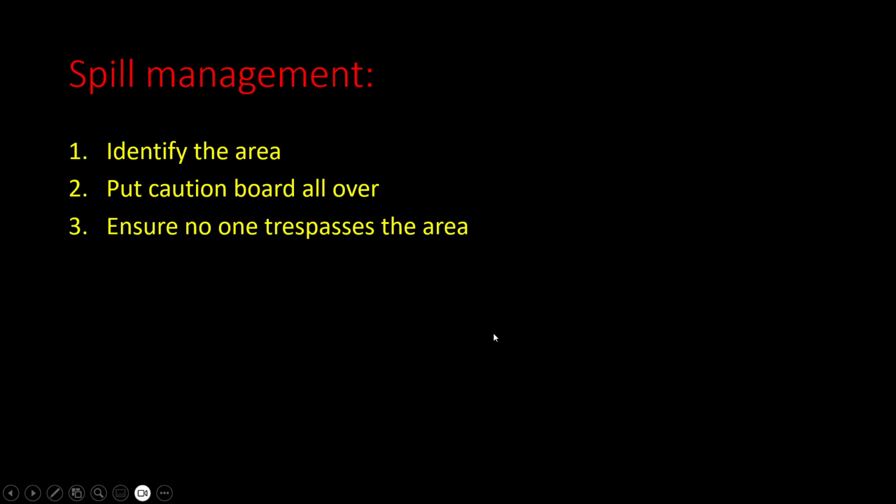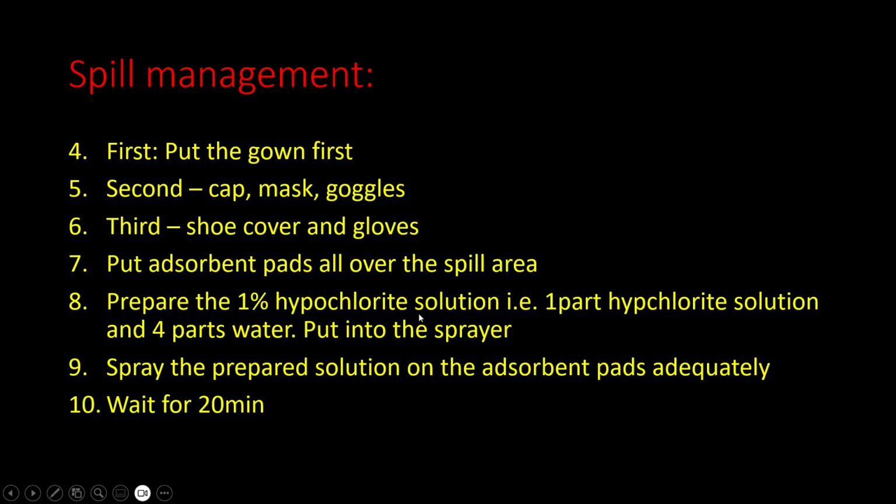Now what you need to do whenever there is a minor spill: first identify the whole area where the spill has actually happened. Put the caution board in and around the area. Ensure that nobody trespasses and everybody keeps away from the area. Then put on first the body gown, and then the cap, then the mask and the goggles. Third, you put on the shoe covers and the gloves. In that order only you try to put it on.